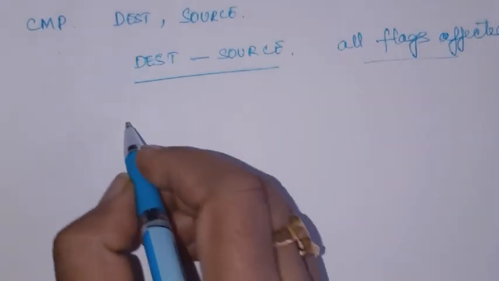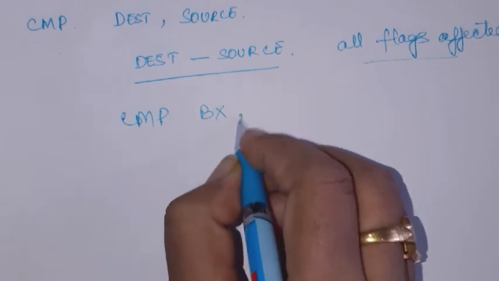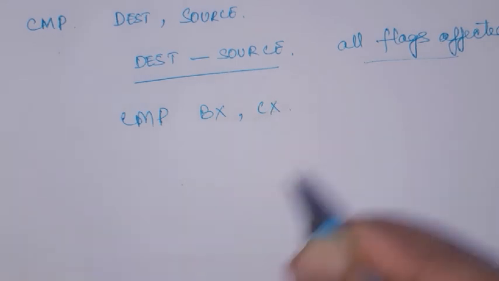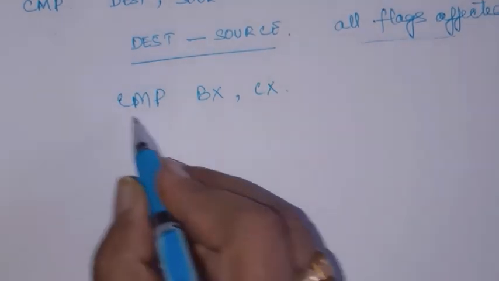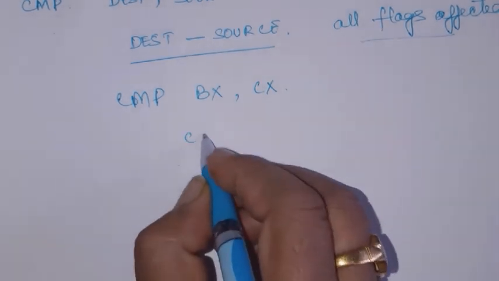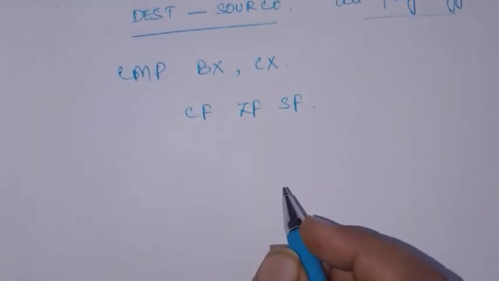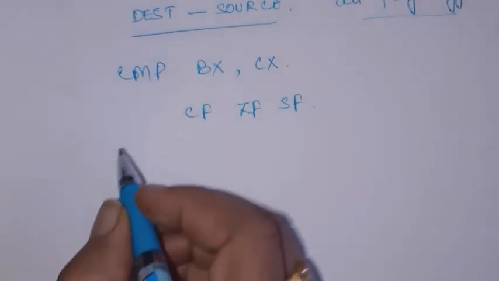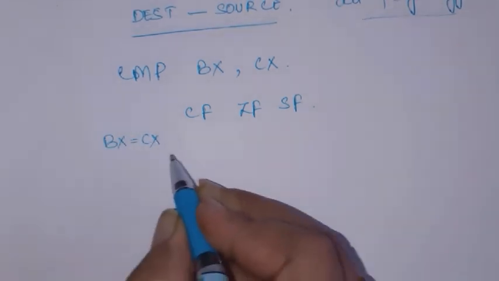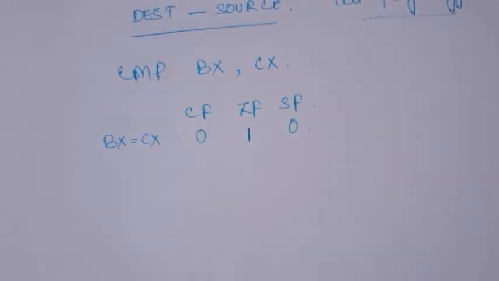Okay, so suppose I use an instruction compare BX, CX. 2 register contents I am comparing. Then after the execution, I can check the flag register contents. So we check only these flags to find out whether they are equal or not. If BX is equal to CX, then which flag will be set? Zero flag will be set. The carry and sign flags will be 0.